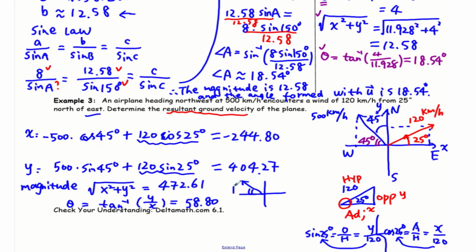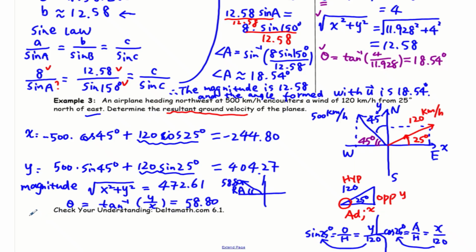So this is our related acute angle, 58.80. So use the x and y to determine which quadrant it will be. Then we could write the direction.